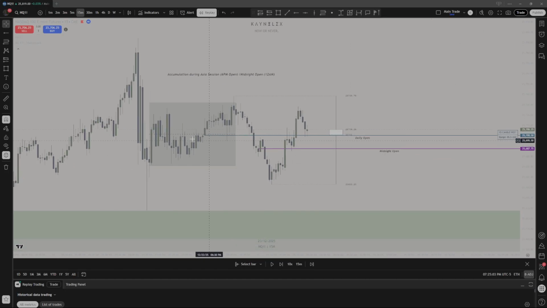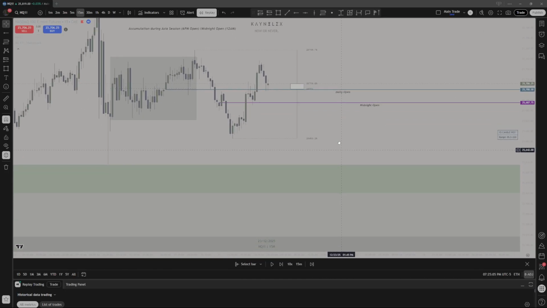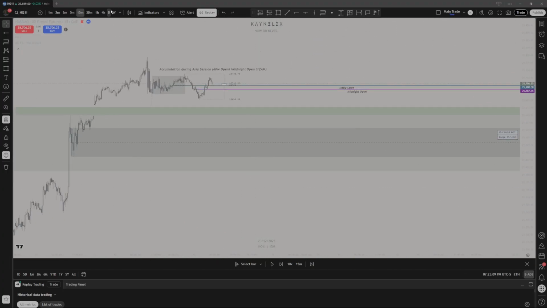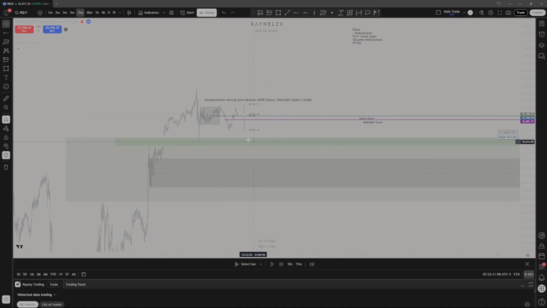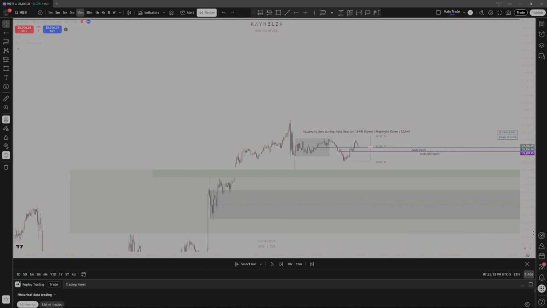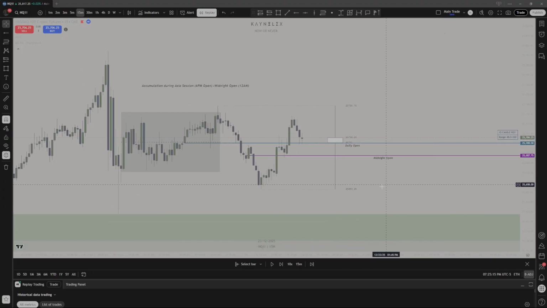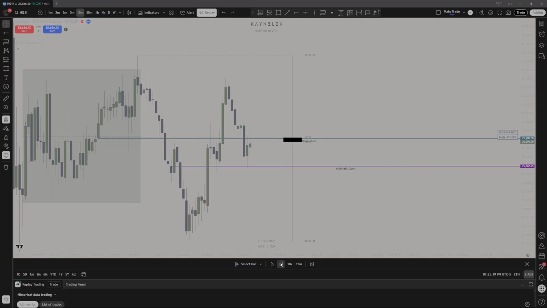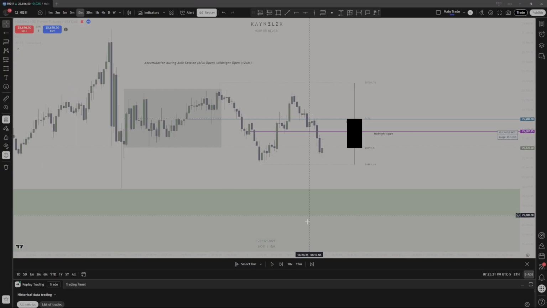And now, what you want to do is wait for price to manipulate into one of the PD arrays, like the NWOG and the bullish fair value gap that we marked out on the daily time frame. So now let's let it play out.